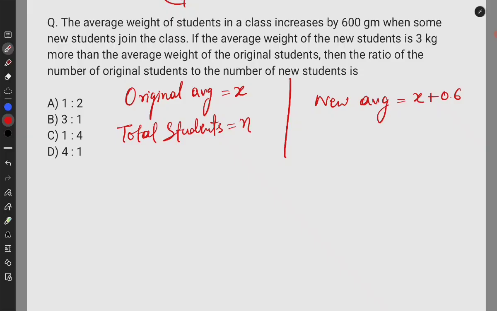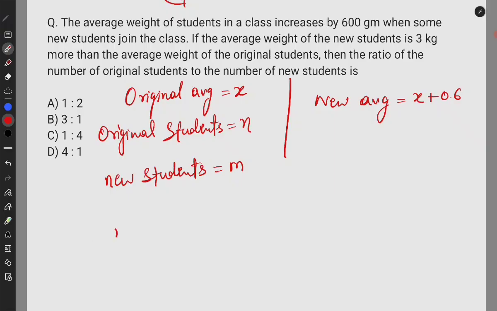If the average weight of the new students is 3 kg more than the average weight of the original students. Now we don't know how many new students join. So let's say the new students, let's call it m, the students who joined later. Then the ratio of the number of original students to the number of new students. So let's call it the original students. It will be better then.